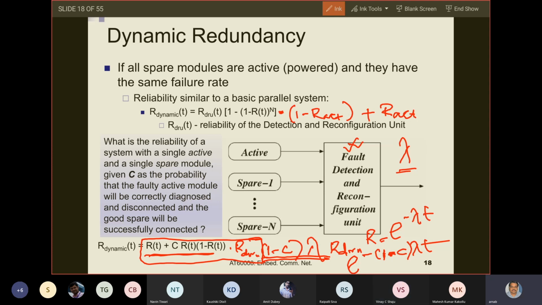Why? Suppose the fault detection and reconfiguration unit is perfectly fine. Will it be able to discover all faults in the active? May not be. Why? Because the output of the active may be in such a range that it fails to detect that fault in the active. So C is actually taking into consideration that probability. And if this is the case, then RT has to be there, then C into RT plus C into RT into 1 minus RT has to be there. But it should also include the multiplication with RDRU, because RDRU is actually the reliability of this detection and reconfiguration unit.